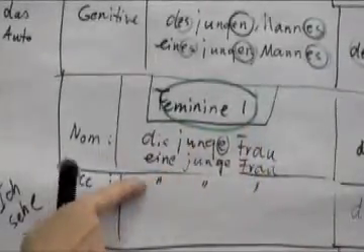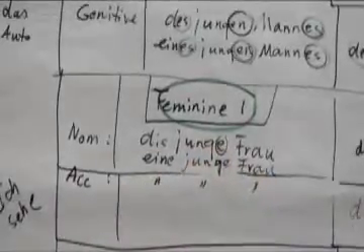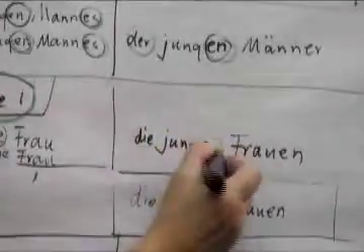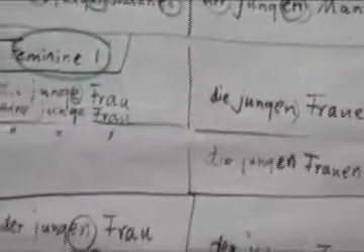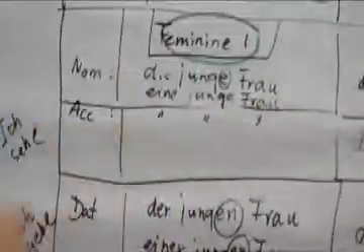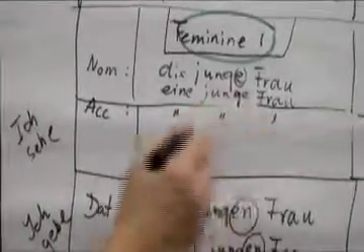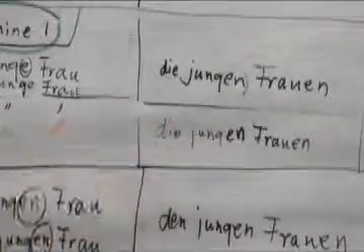If you say a young woman, eine junge Frau. E ending on the adjective. If you put it in the plural, the young women, die, adjective ending en, die jungen Frauen. Alright. The accusative, ich sehe, is exactly like the nominative. That's why I didn't write it out. Ich sehe die junge Frau, ich sehe eine junge Frau, plural. I see the young women, ich sehe die jungen Frauen.